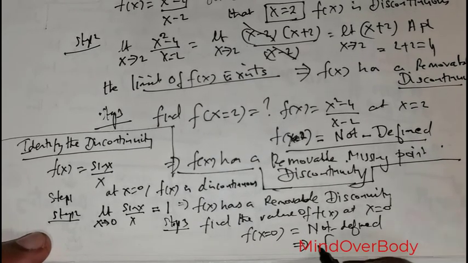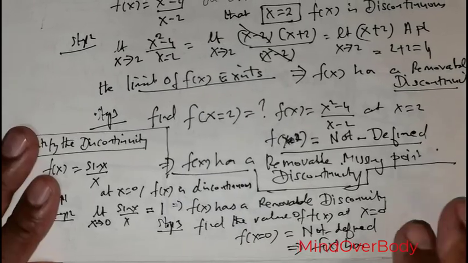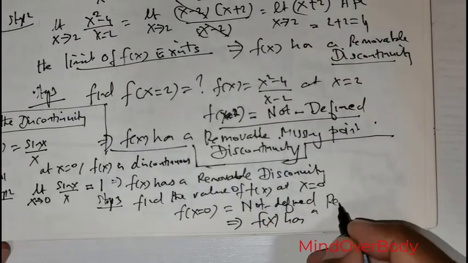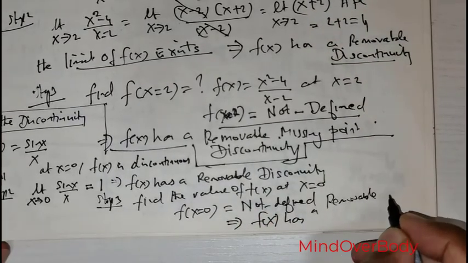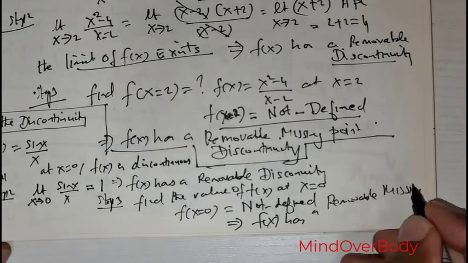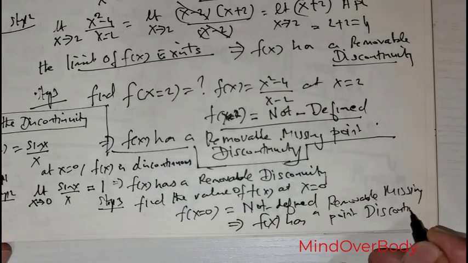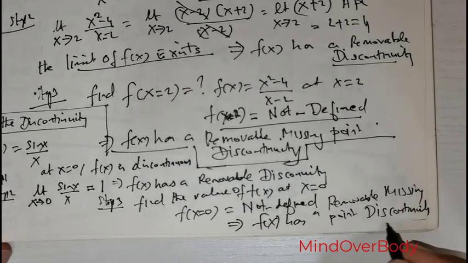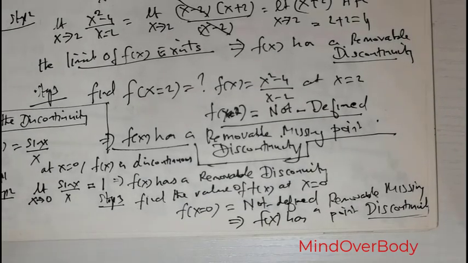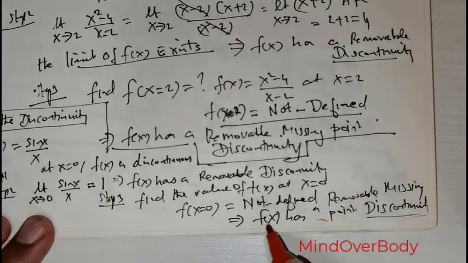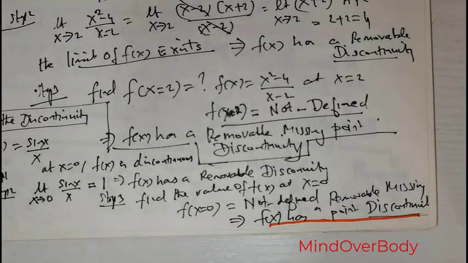So this means f of x has a removable missing point discontinuity, right? So I hope that's a good place for us to draw the red line. Thank you, students.